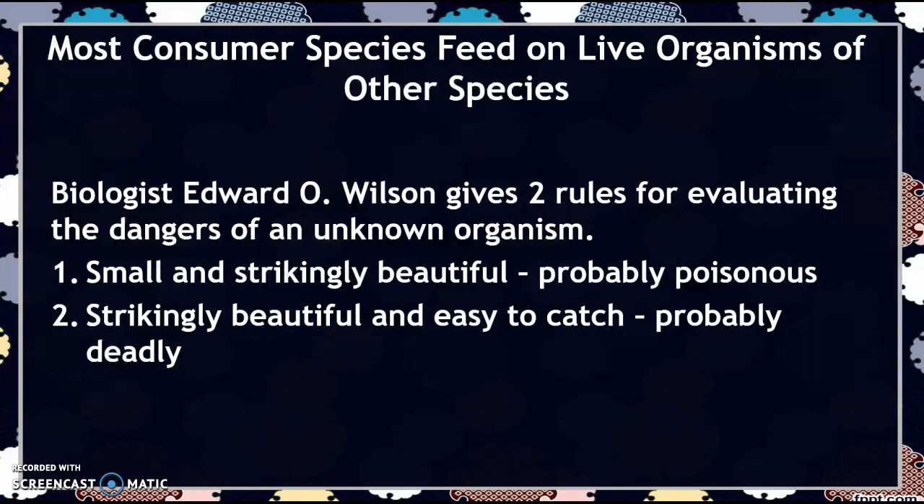There's a biologist named Edward O. Wilson who gave 2 major rules for evaluating the dangers of an unknown organism. So first, if it's small and strikingly beautiful, it's probably poisonous. And if it's strikingly beautiful and easy to catch, it's probably deadly.